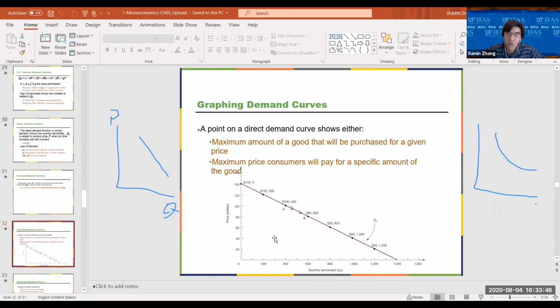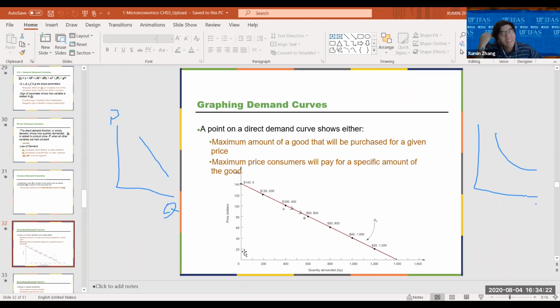And then we can draw this using a two-dimension diagram. But one thing I need to remind you is quantity demanded is on the horizontal line. The vertical line must be the price. So this is the diagram you can draw using this demand function. And then there are also dots on this line. You can draw those dots.